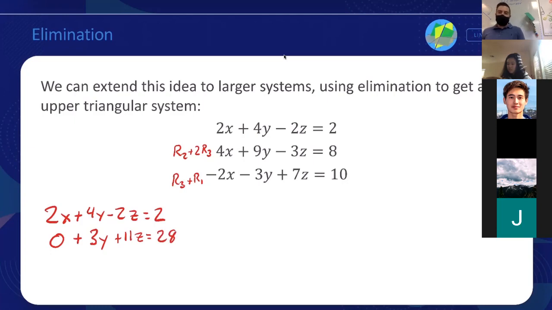If I do that second one, row 3 plus row 1, I'll have negative 2x plus 2x is 0. Negative 3y and 4y is y. And then 7z and negative 2z gives me a 5z. And then 10 and 2 gives me 12.